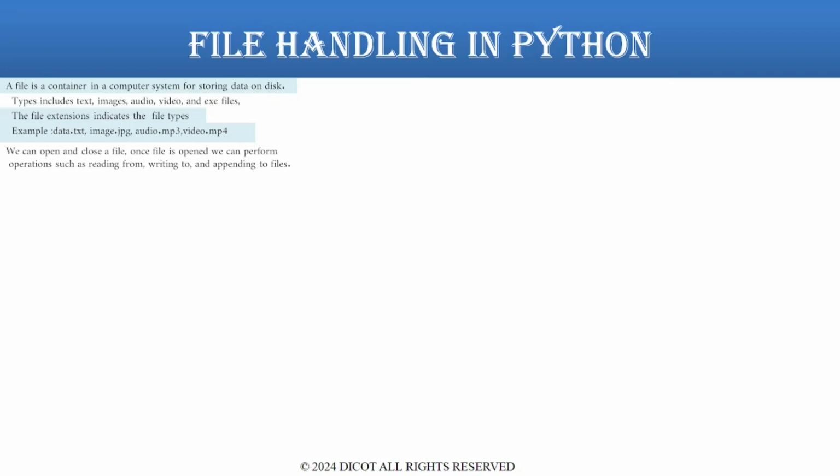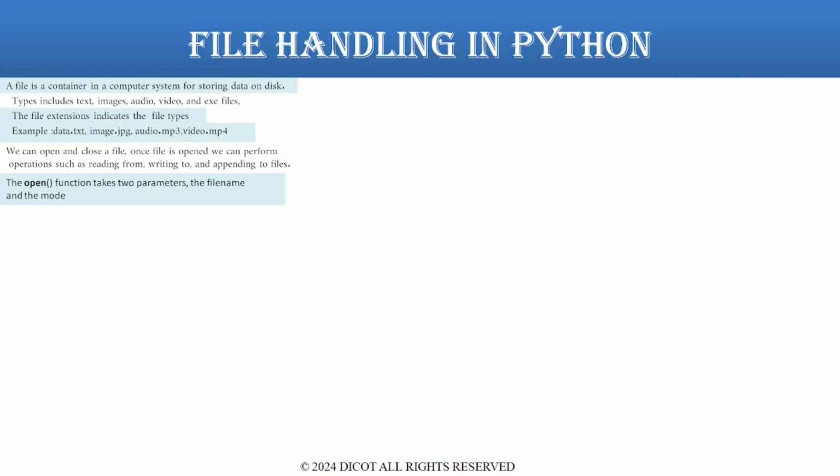Firstly, let's see the open operation. Opening a file. In order to access the contents of the file you need to open the file first. You can open a file using the open function. The open function takes two parameters. The parameters are the file name and the mode in which the file should be opened.